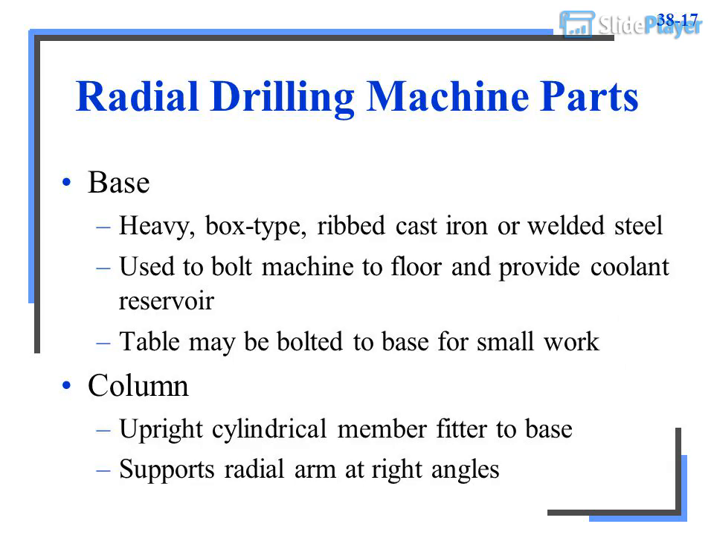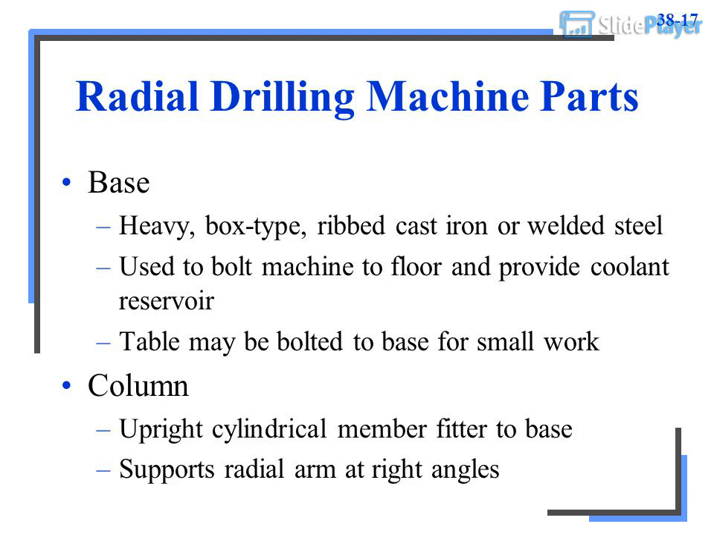Radial drilling machine parts. Base. Heavy, box type, ribbed cast iron or welded steel. Used to bolt machine to floor and provide coolant reservoir. Table may be bolted to base for small work. Column. Upright cylindrical member fitted to base. Supports radial arm at right angles.